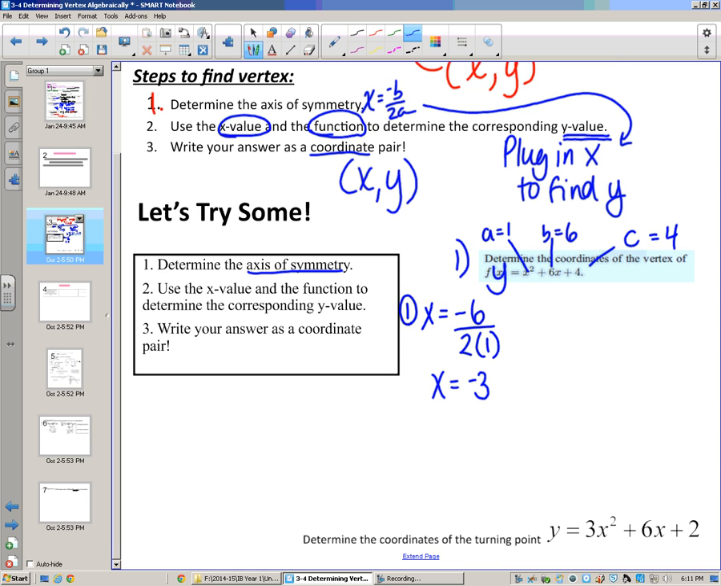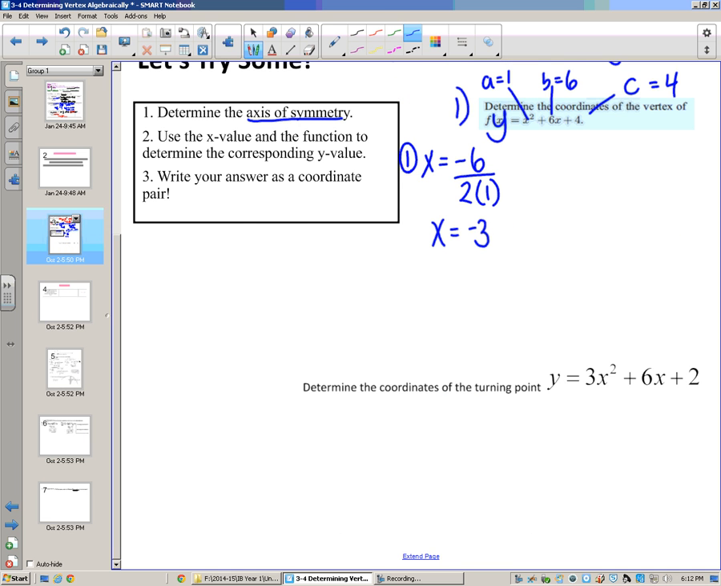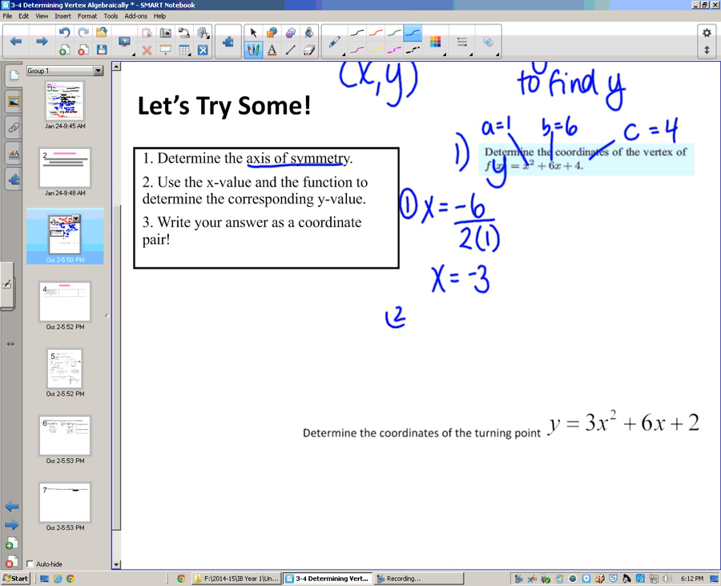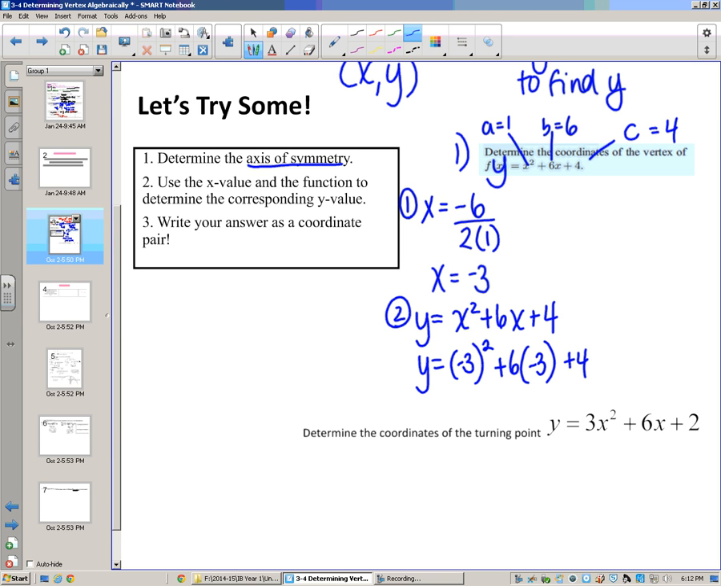Now what I'm going to do is I'm going to take that value, that negative 3, and I'm going to plug it into my function. Y equals x squared plus 6x plus 4. So I'm going to say, okay, y equals negative 3 squared plus 6 times negative 3 plus 4. And on your calculator, if you do this using the parentheses that we have here, you should get negative 5. So then our vertex as a coordinate pair would be negative 3, negative 5.